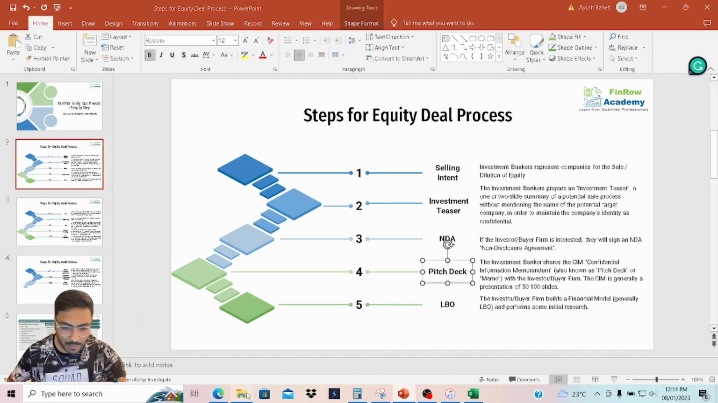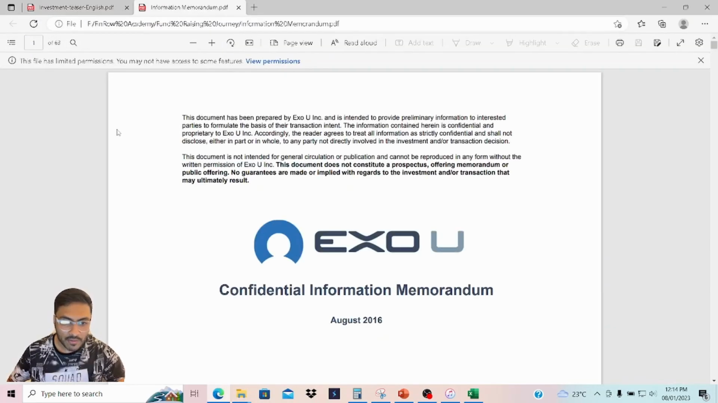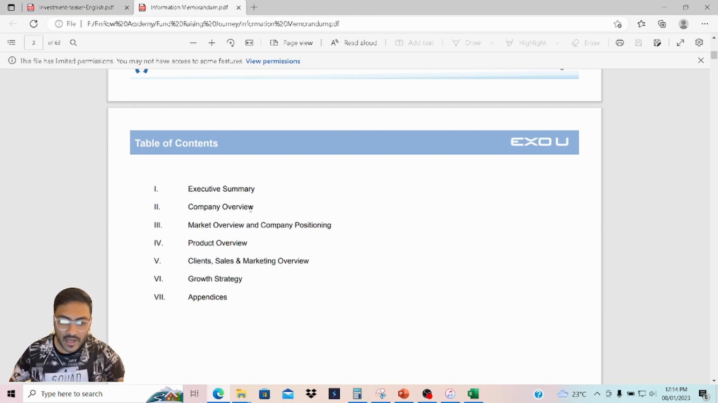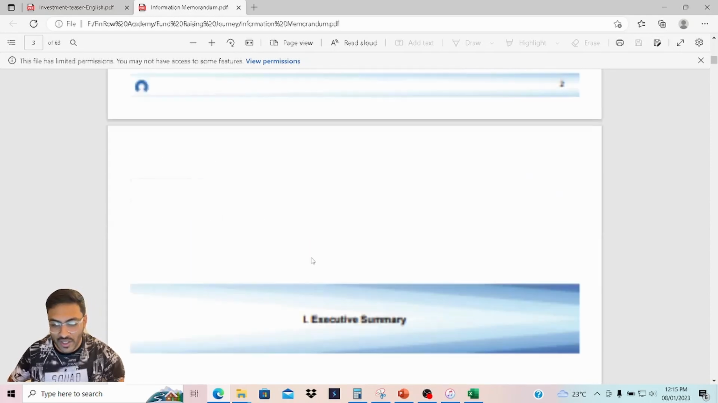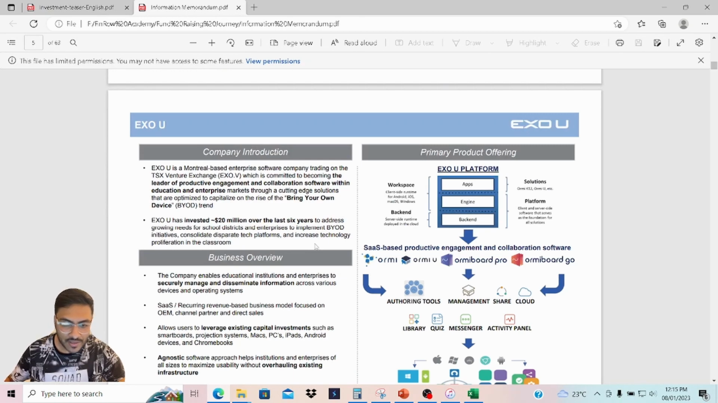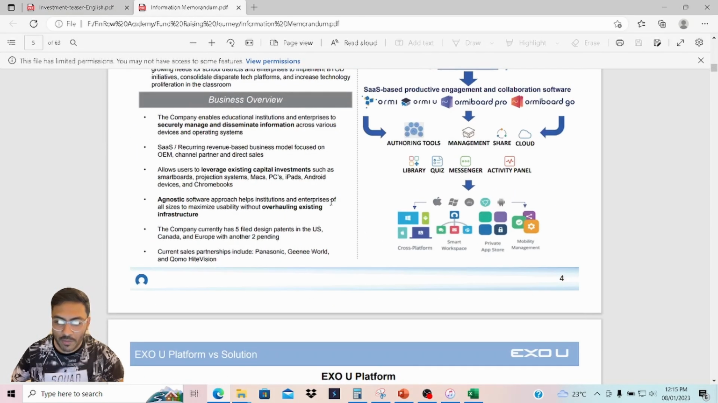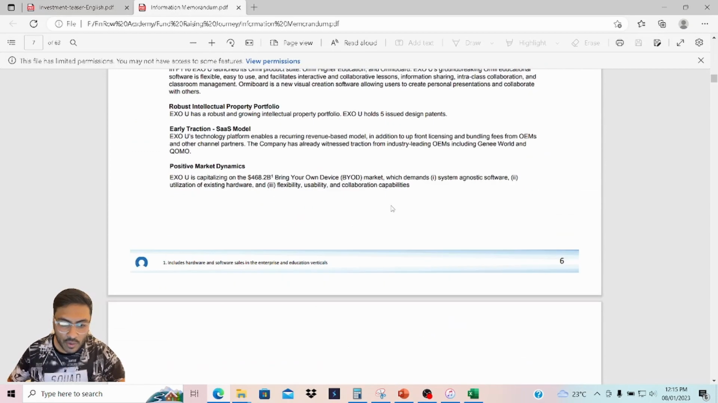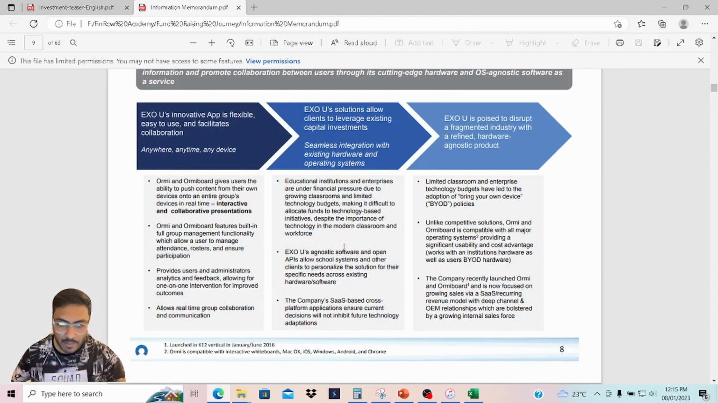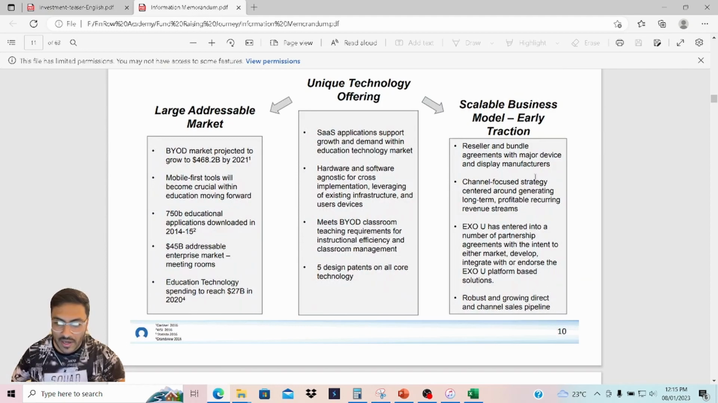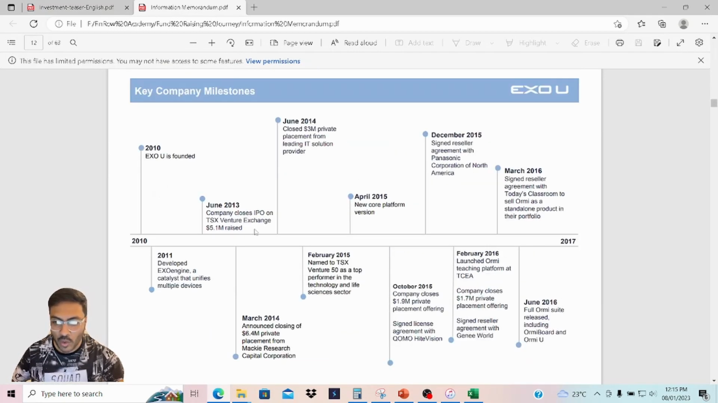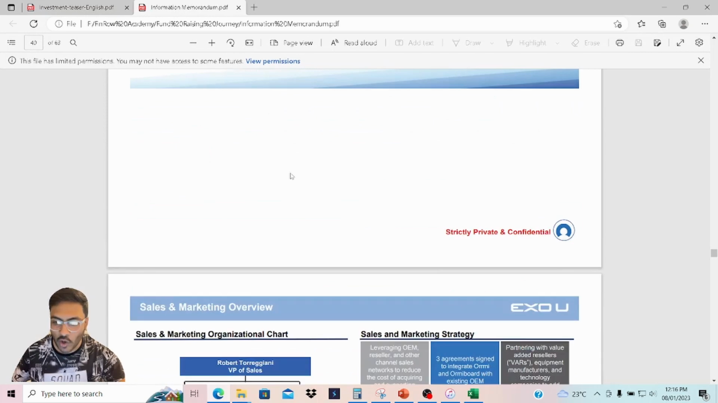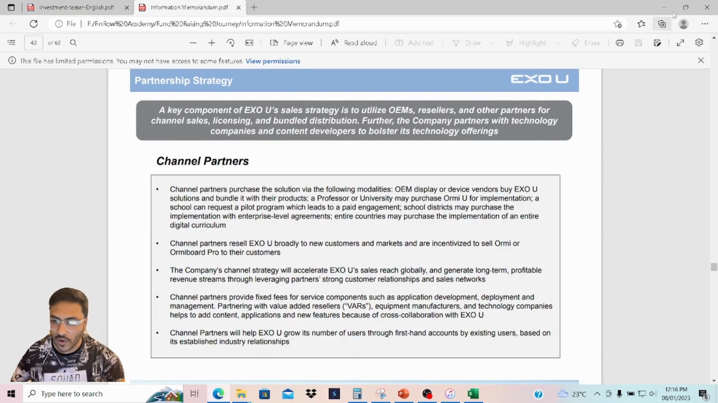I have a sample of an information memorandum, and if you see, it comprises 63 pages. It includes executive summary, company overview, market overview, company positioning, product overview, client sales and marketing overview, growth strategy, and other important details. So in the executive summary, you have key information pertaining to the company. If you go down, you will get the details on the background of the company, its product, its market, key company milestones over the years. So like you see, it's a detailed document, and what it covers we have seen in the table of contents.